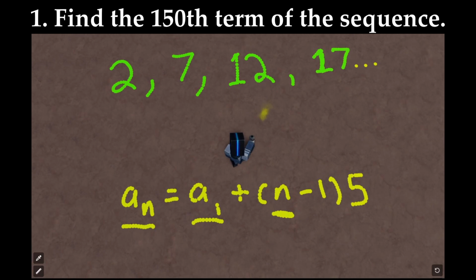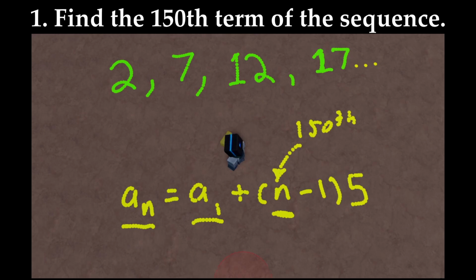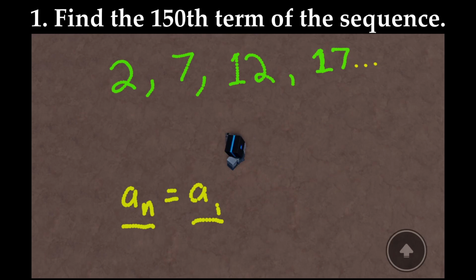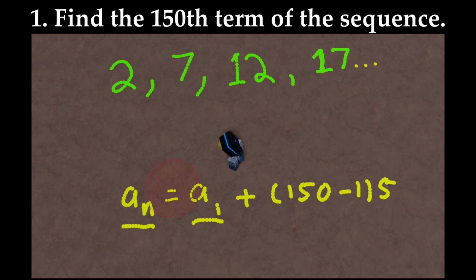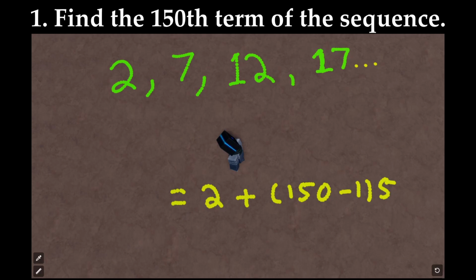And then in this problem, we said that we want the 150th term. That goes into n. So let me just write that. So we have 150 minus 1 times 5. A of 1 is the first term, and the first term is 2. And we want to find the 150th term, so we can say a 150 like that. And now this is an equation we can solve quickly.